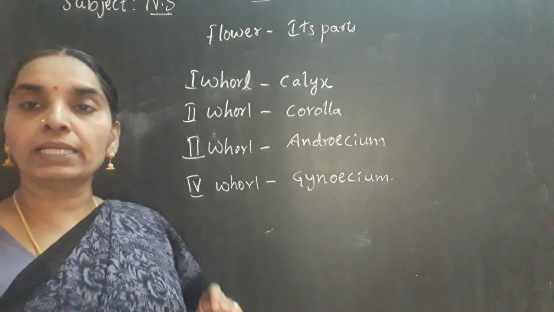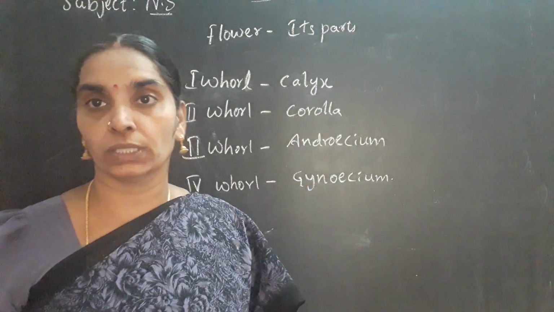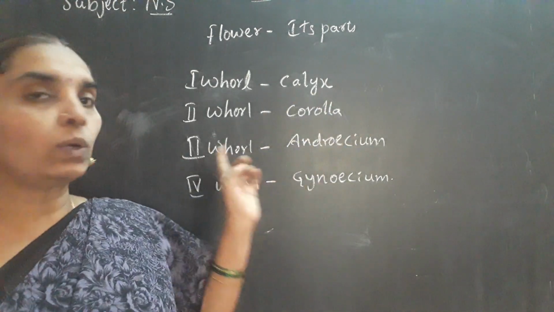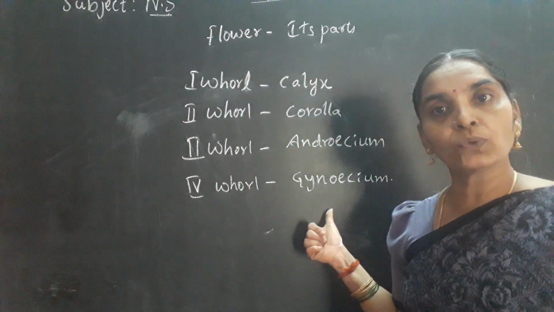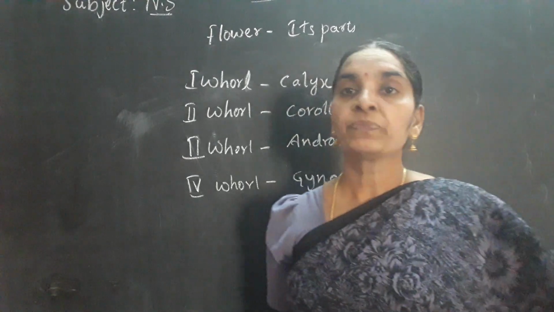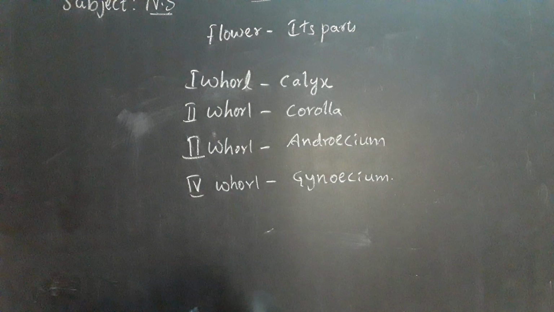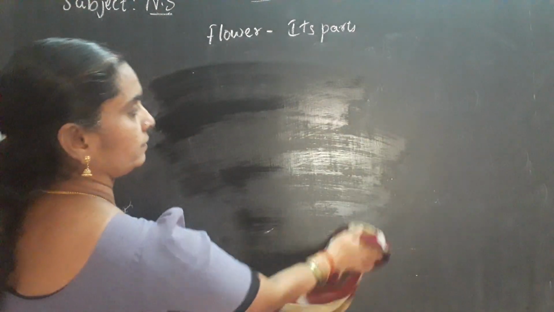Once again I repeat, a flower consists of 4 whorls. The first whorl is calyx, the second whorl is called corolla, the third whorl is called androecium, and the fourth whorl is called gynoecium. And each and every part you will learn now. I will draw the figure and show you in it. Okay, children? See here.